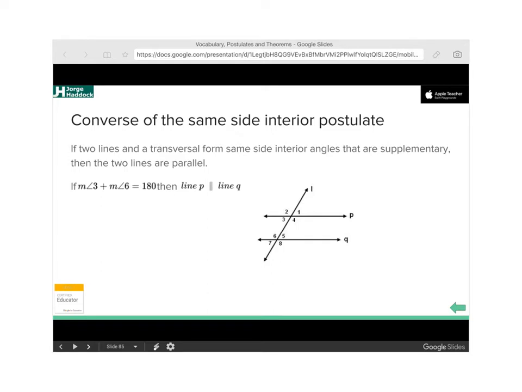The only difference with the same side interior postulate is that if two lines and a transversal form same side interior angles that are supplementary, then the two lines are parallel to each other. So if angle 3 plus 6 equals 180, or angle 4 plus angle 5 equals 180, then lines P and Q are parallel. So let's see some exercises.